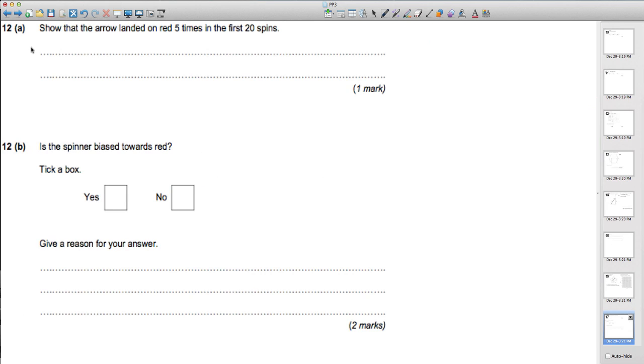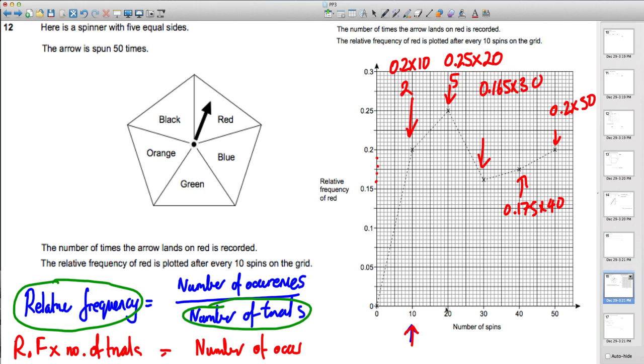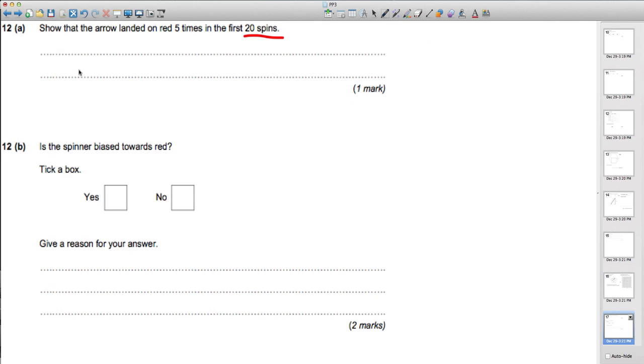Show that the arrow lands on red 5 times in the first 20 spins. Well, we have done that. What you do is you do 20 multiplied by the relative frequency 0.25 and you get 5 times, and you're done. Is the spinner biased towards red? Tick a box, give a reason for your answer.